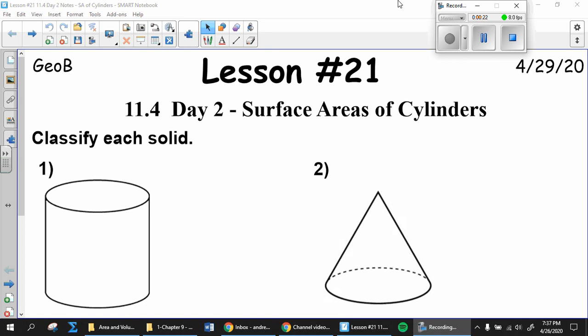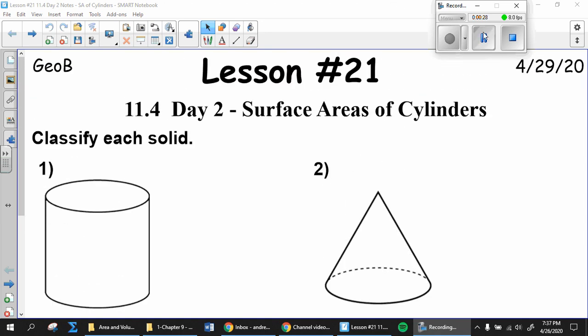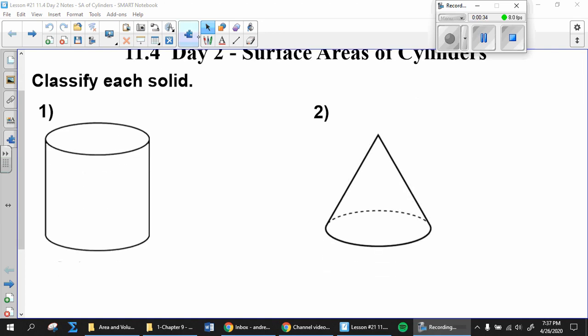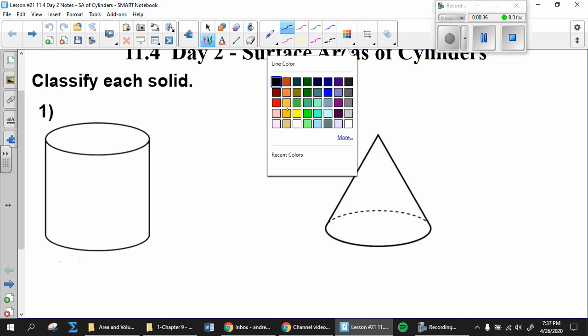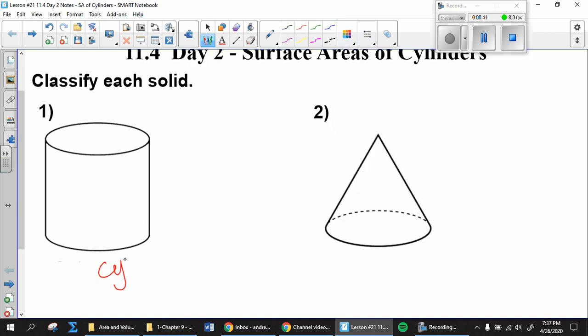First thing I want you to do, pause your video and go ahead and name or classify these two solids here. All right, so first one here, we should know that is a cylinder. It has two circular bases. Here we have one circular base. That is a cone. And so for us today, we're just looking at finding surface area of a cylinder.